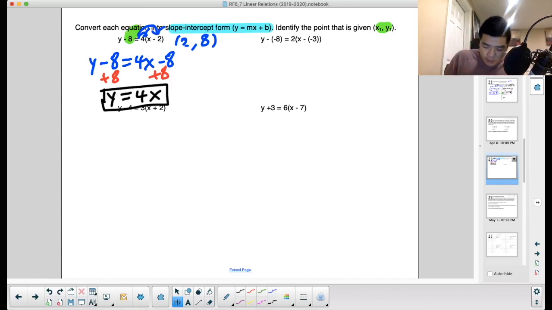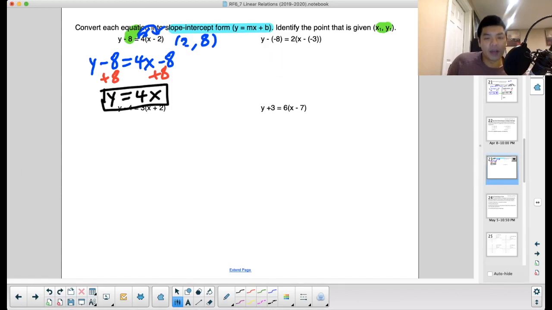That would be my linear equation in slope-intercept form. Now for my second example, I am given y minus a negative 8 is equal to 2 times x minus a negative 3. I'm having a lot of technical difficulties tonight.